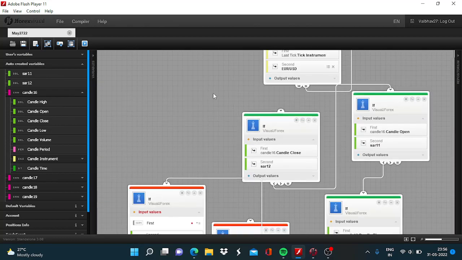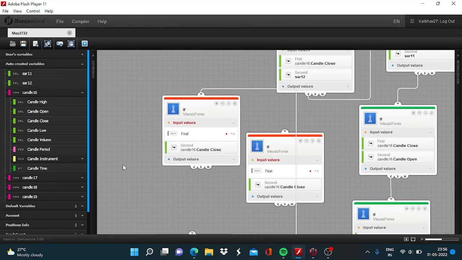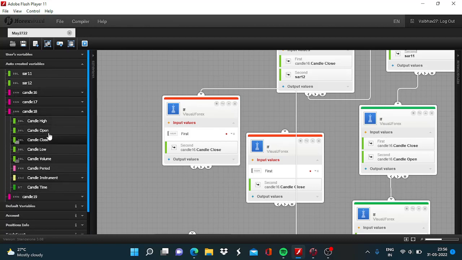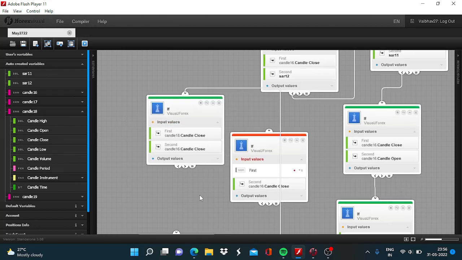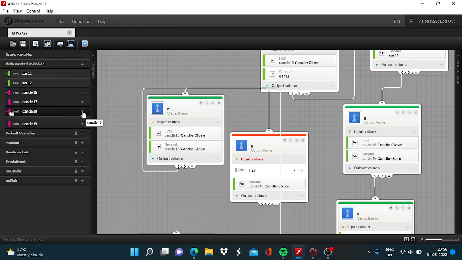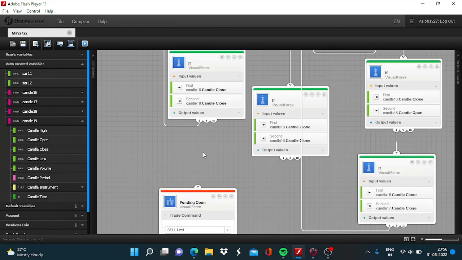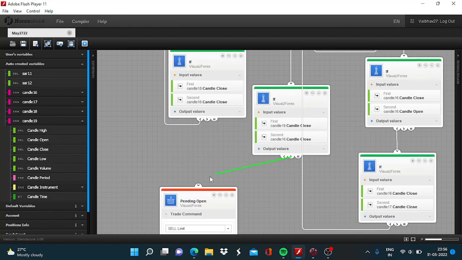So I am going to take candle 18 candle close, which has the look back period of 1. It needs to have closed on the lower side, so first input less than second input, whereas candle 19, which was the penultimate 10-second candle, it should have closed on the higher side, so first input greater than second input.